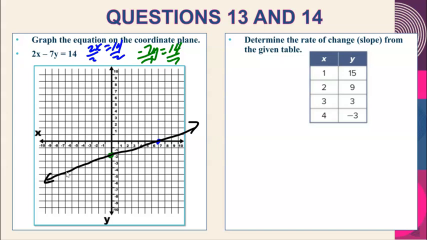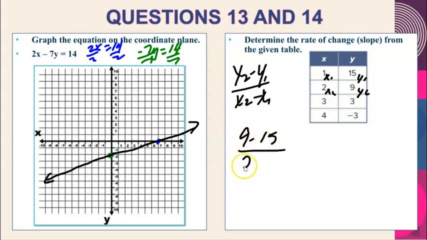Question 14. Determine the rate of change, or in other words, the slope from the given table. Now here you can use the slope formula, which is y2 minus y1 divided by x2 minus x1. And I can choose this as my x1, x2, y1, y2. So I would have 9 minus 15 divided by 2 minus 1, which is going to give us a negative 6 over 1, which means our slope is a negative 6.